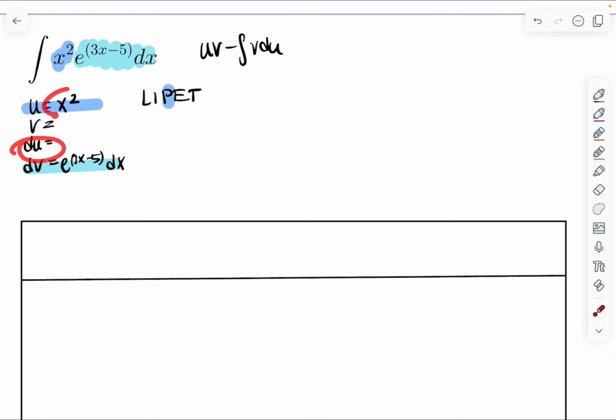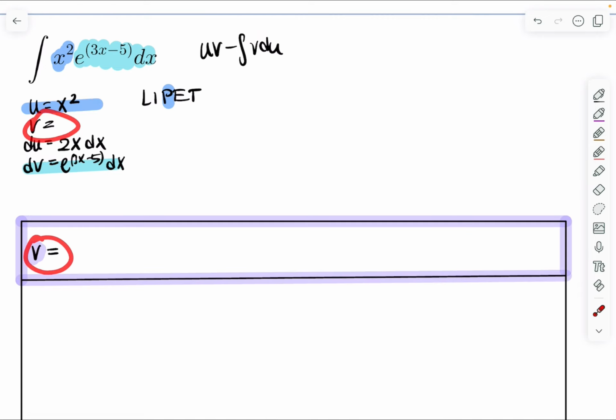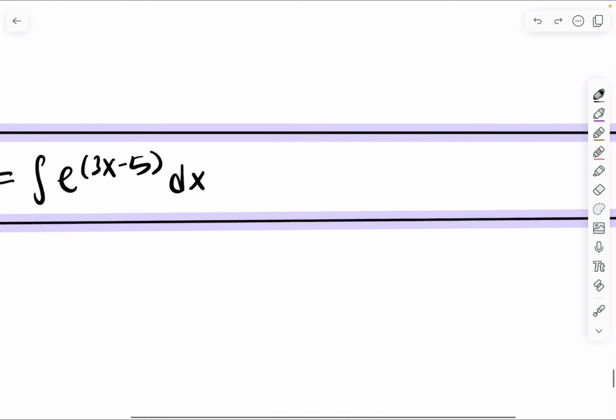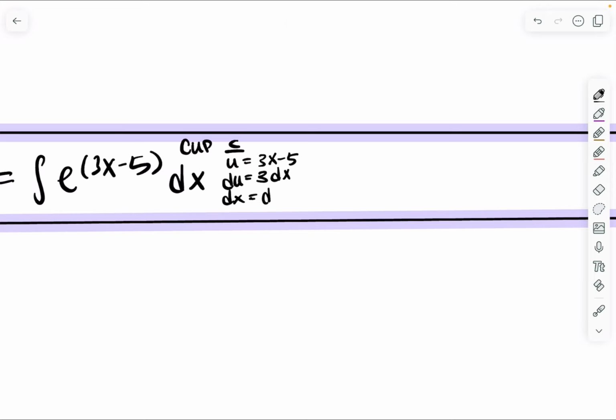Then I like to do du first because it's easier, it's just the derivative. So 2x dx, and v is my first integral that I have to do because it's the integral of dv, which is the integral of e to the 3x minus 5 dx. So here I can do a u substitution, so that's CUP. C is what I care about. I care about my u, my du, and my dx. My u is going to be what's on my inside, so 3x minus 5. Du is the derivative of that, 3 times dx. Dx is du divided by whatever you see next to dx, which is 3.